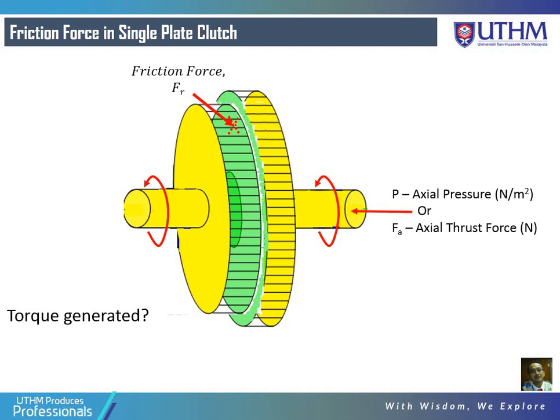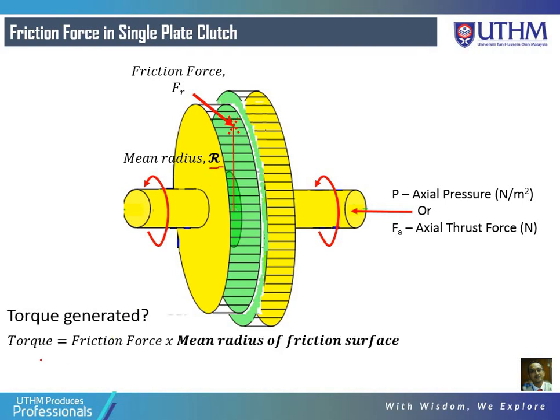Let's say this is the point. I just pick one point over here on the friction plate, and this is the mean radius from the point that I pick to the center of rotation. So the torque generated by the friction force is the friction force times the mean radius of the friction surface. In a simple formulation, torque equals F times R.